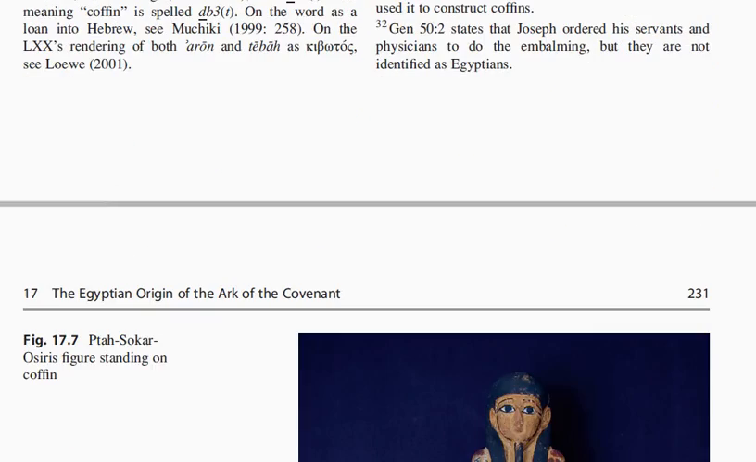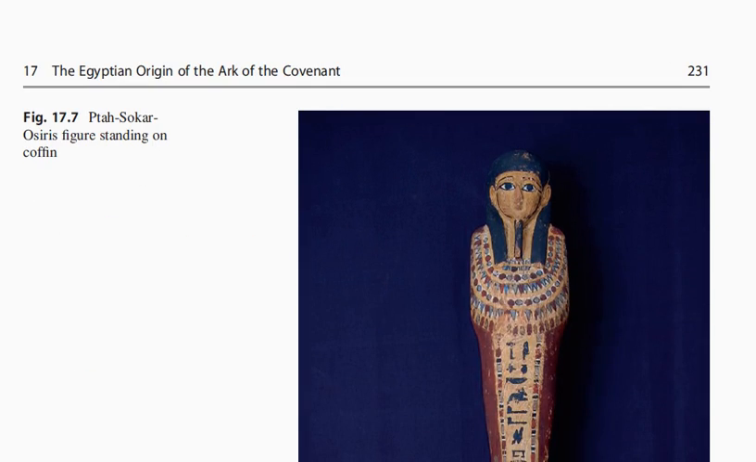Footnote: Genesis chapter 50 verse 2 states that Joseph ordered his servants and physicians to do the embalming, but they are not identified as Egyptians. End of footnote.